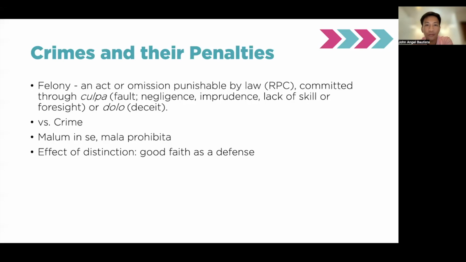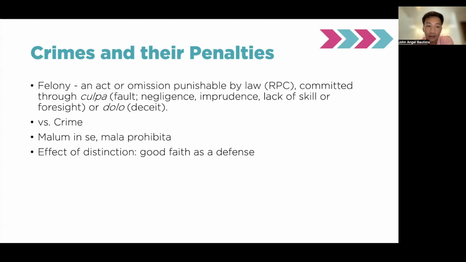For example, the use of marijuana, that's a bad example. Basically, what we're talking about with mala prohibita is that it is not evil in itself. Usually it is not found in the RPC, but it is in a different law, and it is prohibited only because it is prohibited by law. I'll get back to you on an example later if I remember.